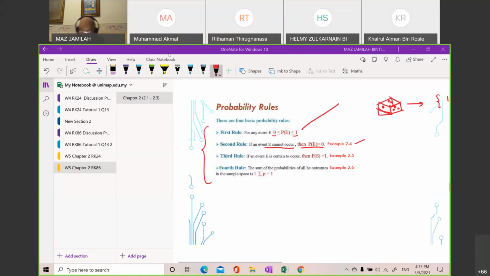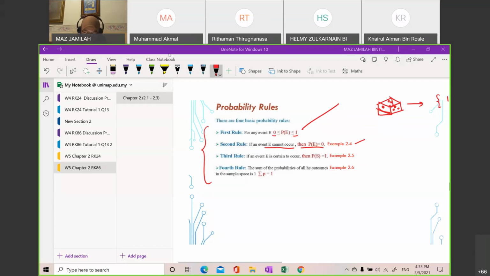Now, if you roll a die, what is the probability you get 8 dots? The maximum value of dots is 6 and the minimum is 1. So getting 8 dots will definitely be 0 over 6. It will give you 0 probability. What about example 2.5?